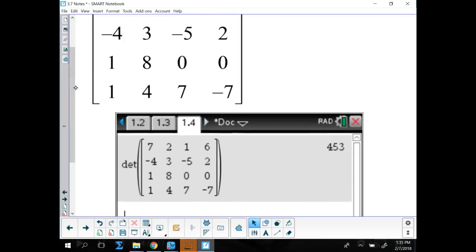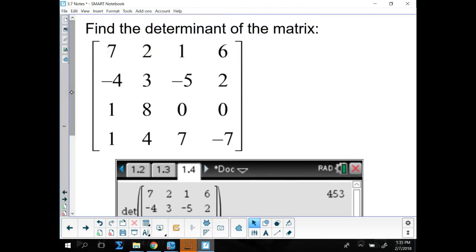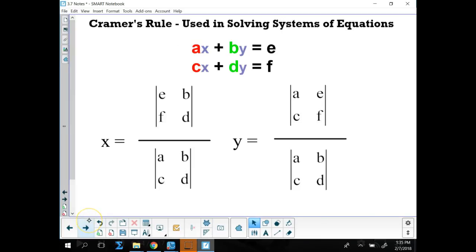Okay. So we get 453. Again, I will not make you do anything bigger than a 3 by 3 by hand. Okay? But like that. So, where are we going to use this? We're going to use this to solve systems of equations, where it's called Cramer's rule.